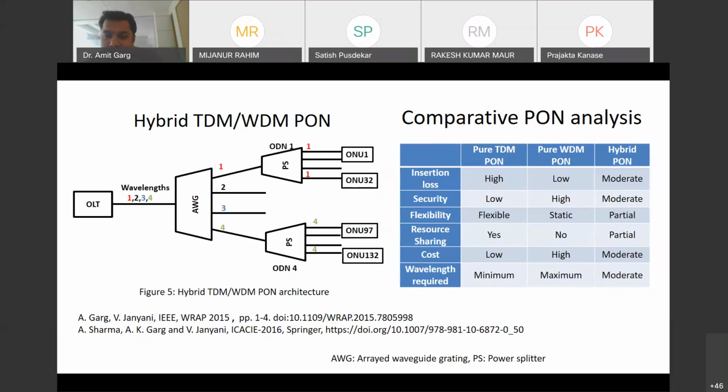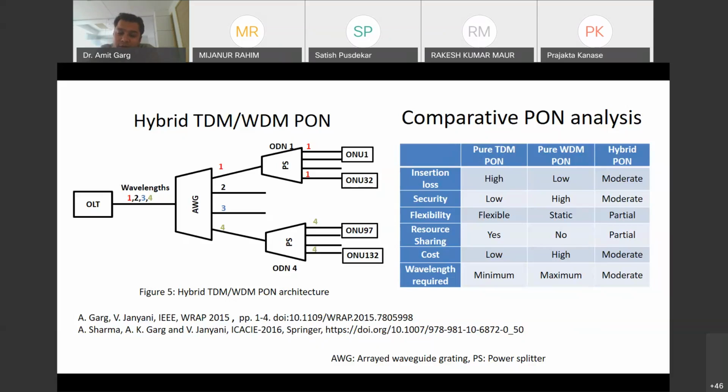And security. So from a security point of view, the TDM PON is less secure and WDM PON is highly secure because a dedicated wavelength is used for transmission of data to a particular user. Okay, so user 1, let's say, then only lambda 1. But what happens in case of hybrid?